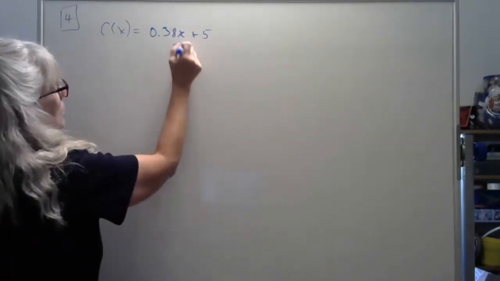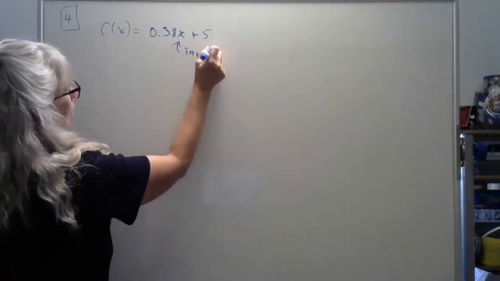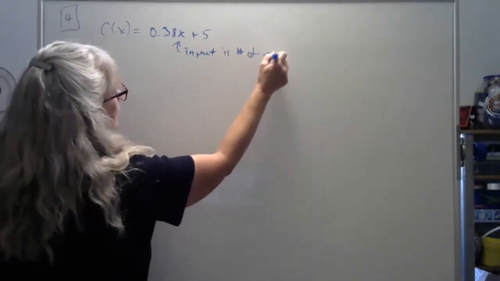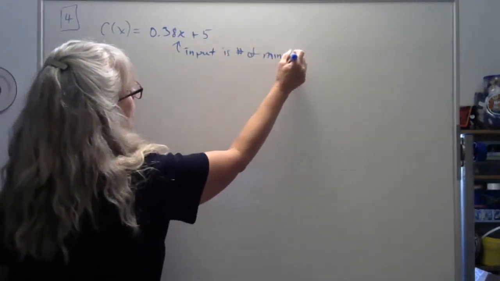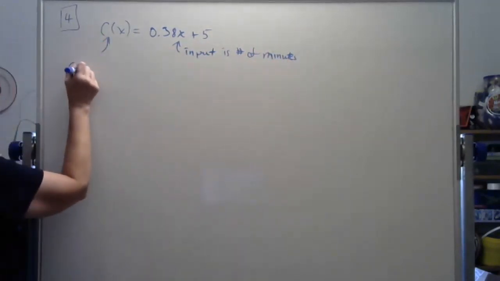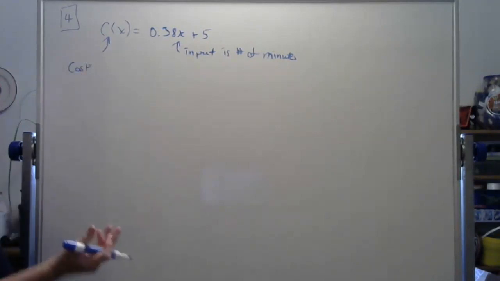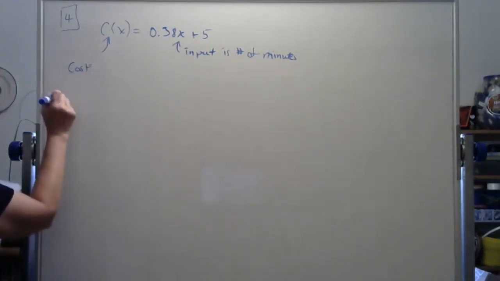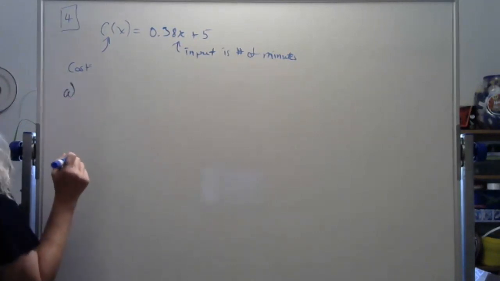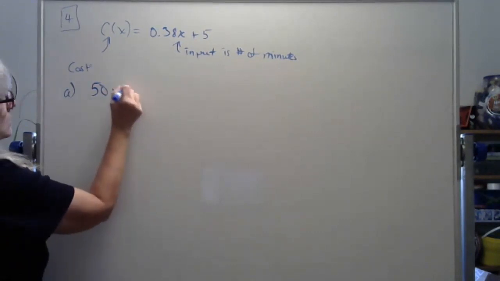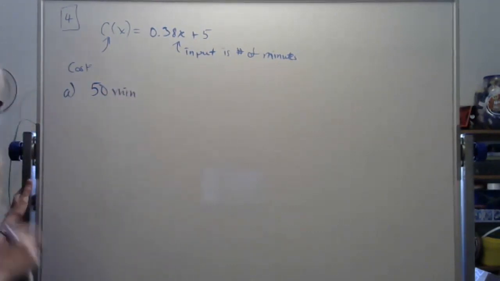So the input value is the number of minutes used. The output value then is the cost of those number of minutes. So if you talk for 10 minutes, you can figure out the cost of 10 minutes and so forth. So part A says, what's the cost when you talk on the phone for 50 minutes? So if I talk on my cell phone for 50 minutes, what would have been the cost underneath this plan?